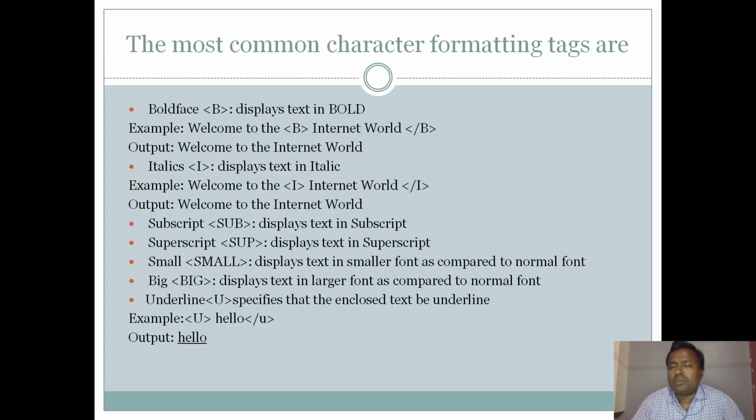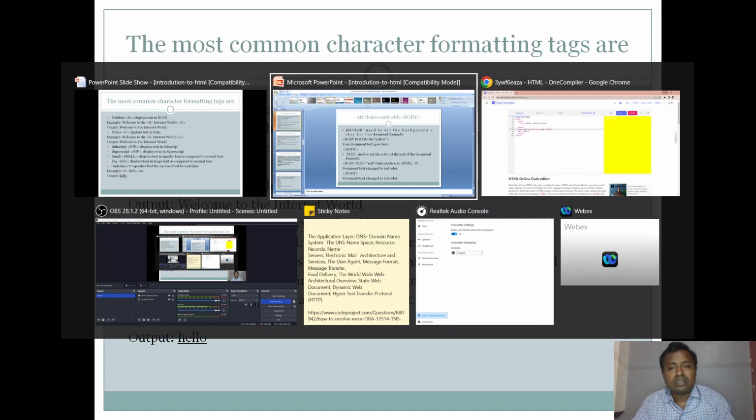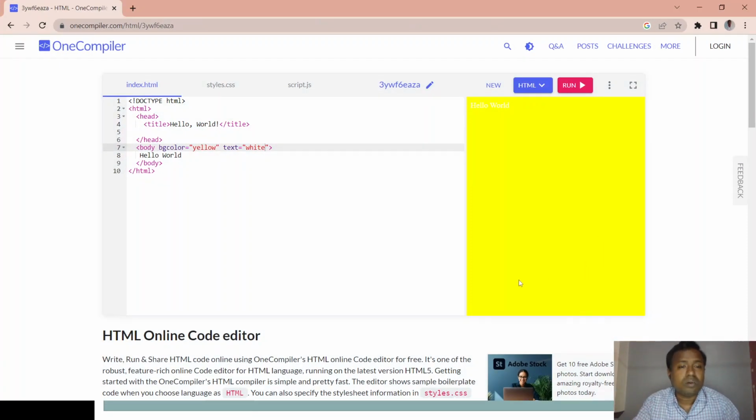The bold tag, so that you can display the text in bold. Similarly, you have italics, so you can display the text in italics. You can have the subscript, and with its help you can display text as subscript. Similarly, you have the superscript. You have the small tag so that the text will be displayed in a smaller font compared to the normal font. Similarly, you can use a bigger font, and you can use u for underline. So let us check all these things.